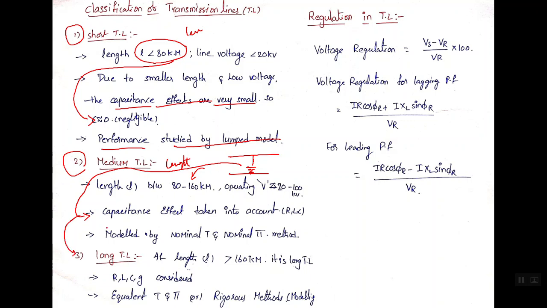And these are modeled by which methods? These are important. Short lines are modeled by the lumped model. Medium transmission lines are modeled by the nominal T and nominal pi methods. In case of long transmission lines, the length is greater than 160 kilometers and they are modeled using equivalent T and equivalent pi methods.